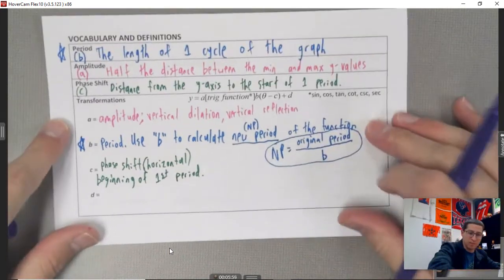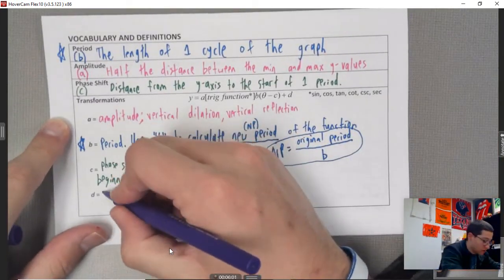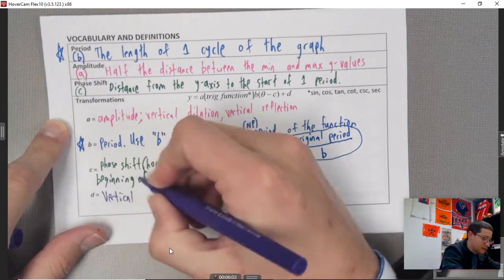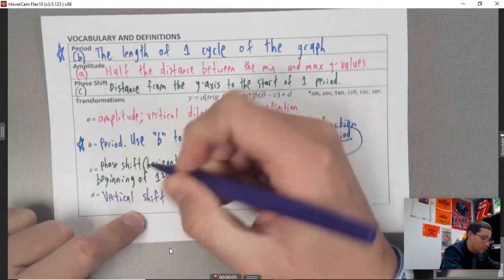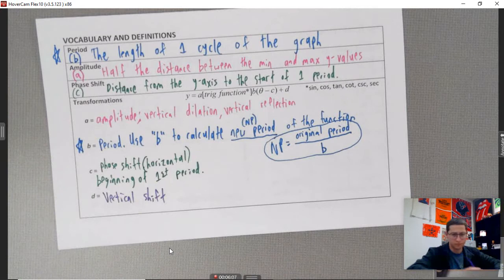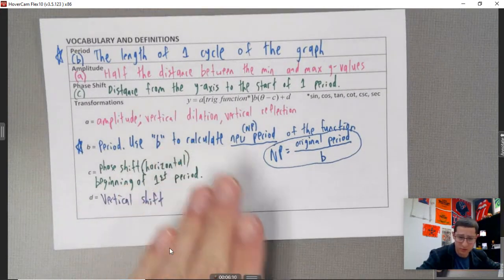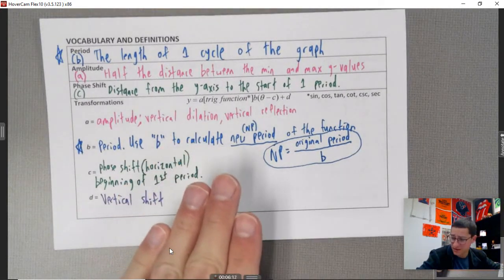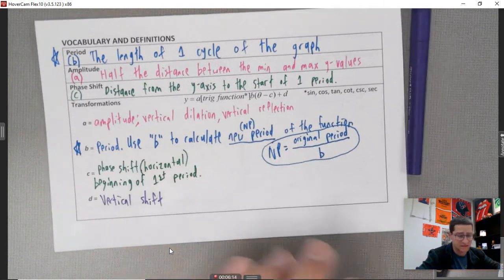D is very simple. This is a vertical shift, and that works exactly how we've done before. The vertical shift. So with all that information, we're going to come back to this, but those are the pieces.